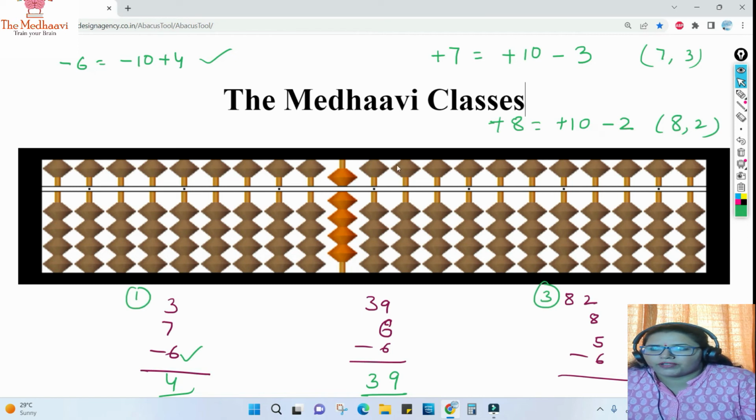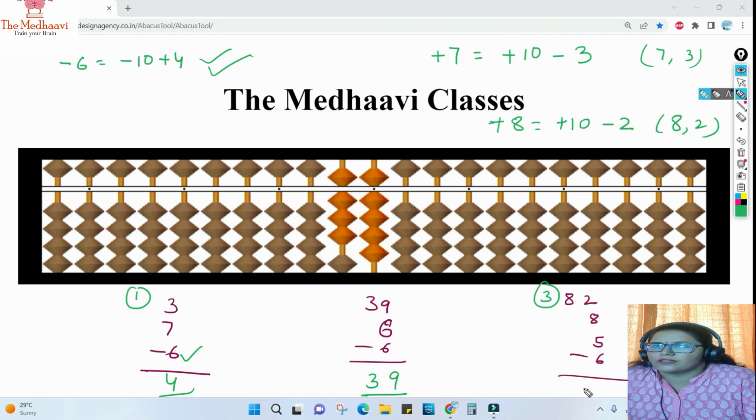Now 5, we can add. We have 5, so we can add it. Now we have to subtract 6, minus 6. So we are going to use this formula again. Minus 10 plus 4. And your answer is 89.